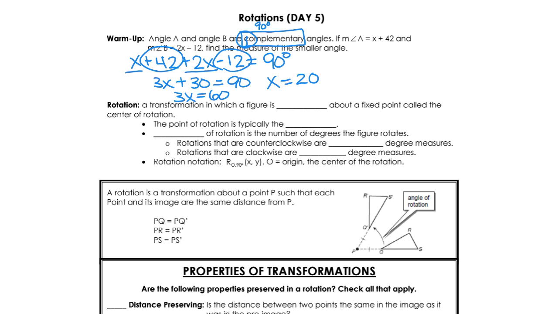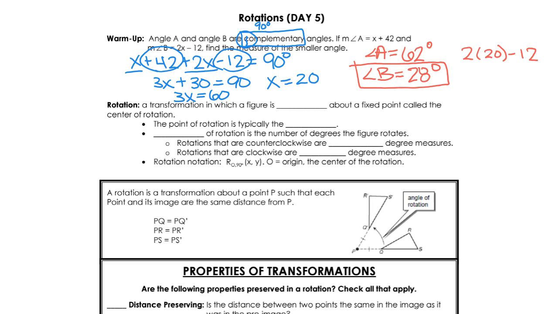I'm not quite sure which one's smaller, so we're going to plug into both. Angle A is 42 plus 20, which would make that 62. And I'm pretty sure that that's going to be the larger angle, because if they add up to 90, 62 is going to have to be the bigger one. Okay? If we plug in 2 times 20 minus 12, 2 times 20 is 40, and 40 minus 12 is 28. And they wanted the smaller angle, so that would be angle B.